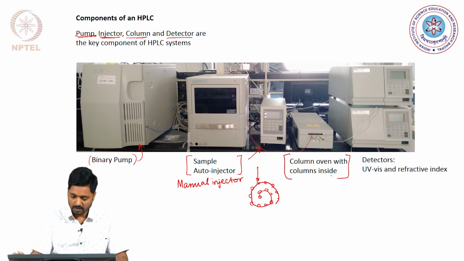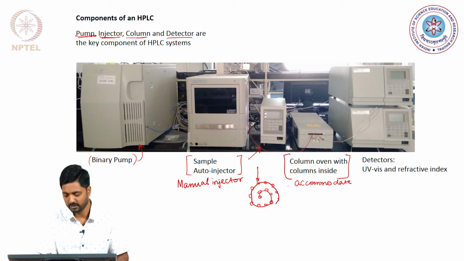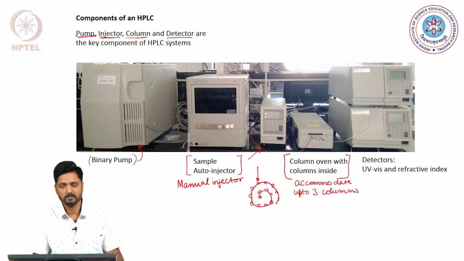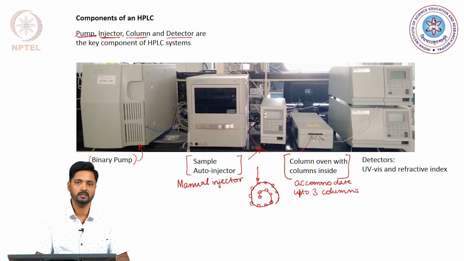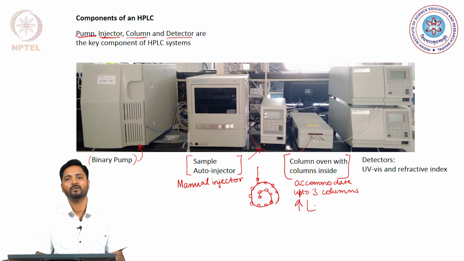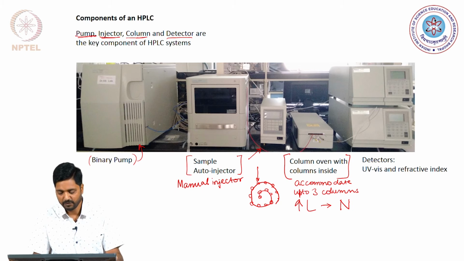Now, this particular column oven can accommodate up to 3 chromatographic columns inside it, and these columns can be interconnected together to increase the total length of the columns that are available, and consequently the number of plates that will be available for achieving the purification.